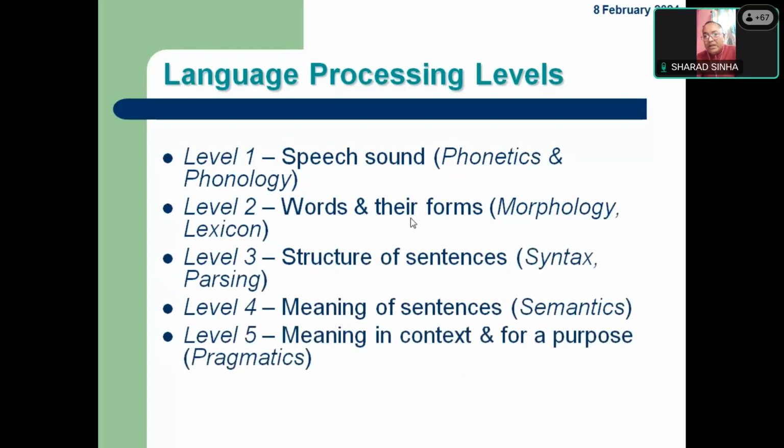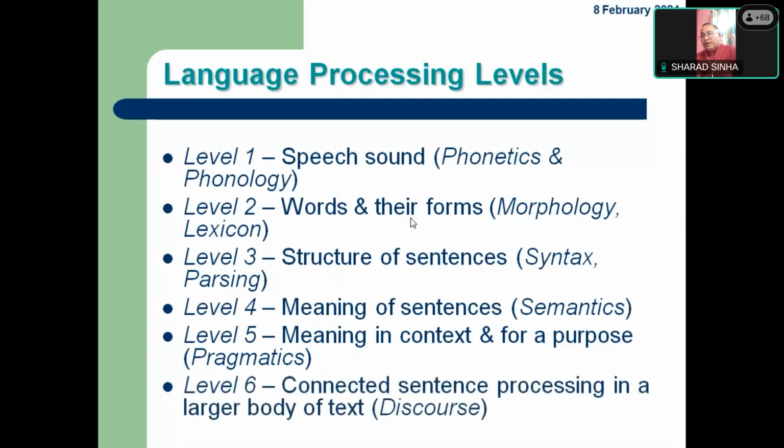Level 5 is the meaning in context for a purpose. Sometimes we use the same word, for example, cell. A cell may be a prison cell, it may be a biological cell, or it may be a battery. Just giving the word cell will not make any meaning to the system. The system will have to analyze the whole sentence, the words appearing with the word cell, and then make out the meaning of the word cell, whether it is a battery or prison cell or biological cell or something else. Pragmatics deals with those things.